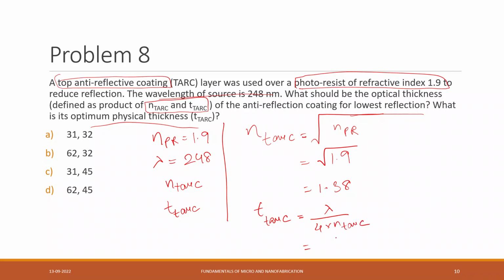So let's do lambda by 4 into 1.38. 248 by 4 is 62, so we have to multiply 1.38 into 62. So D is the correct one. Okay, very good. So we'll go to the next one.